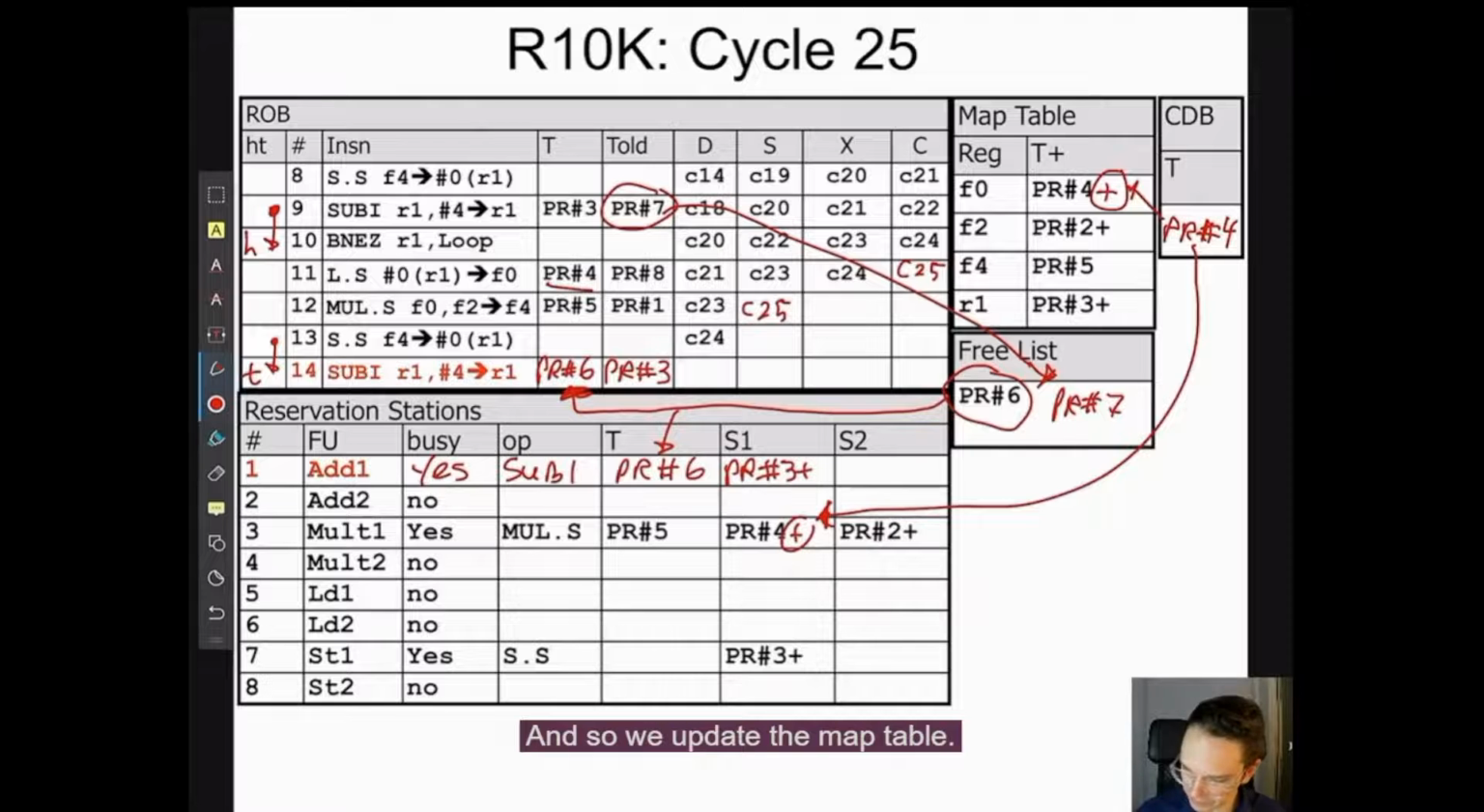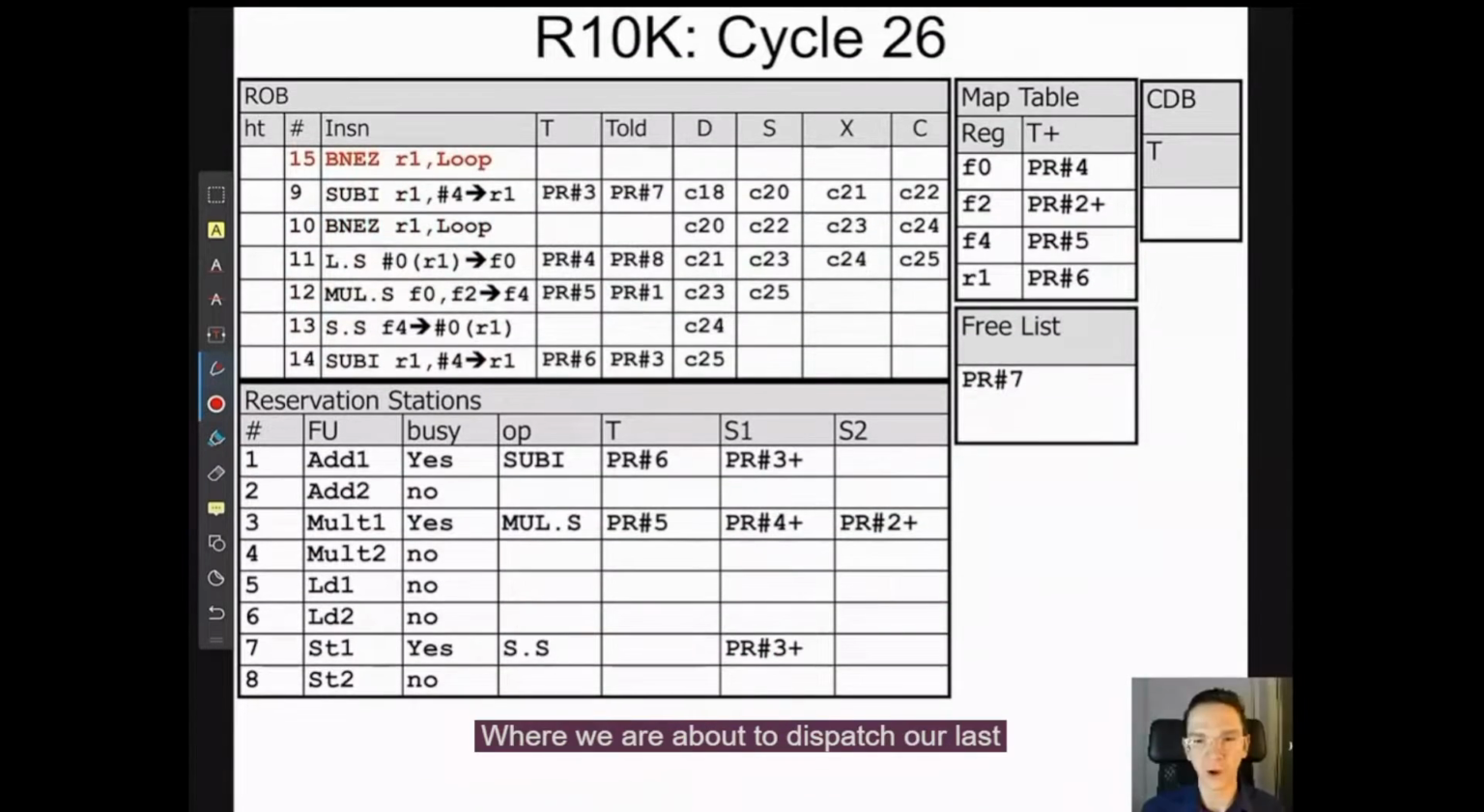And so we update the map table with this new location for register R1. We remove number 6 from the free list, and that is it for dispatch. And that brings us to our last cycle, cycle 26, where we are about to dispatch our last instruction for 3 loop iterations. But first, let's go in order backward through our stages.